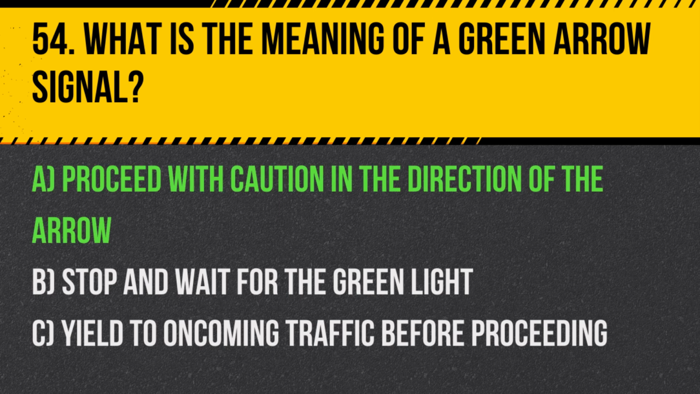Answer. A. Proceed with caution in the direction of the arrow. A green arrow indicates that traffic flowing in the direction of the arrow has the right of way.